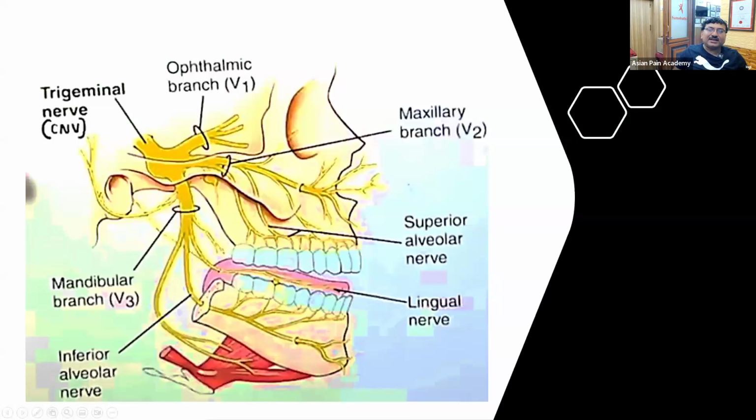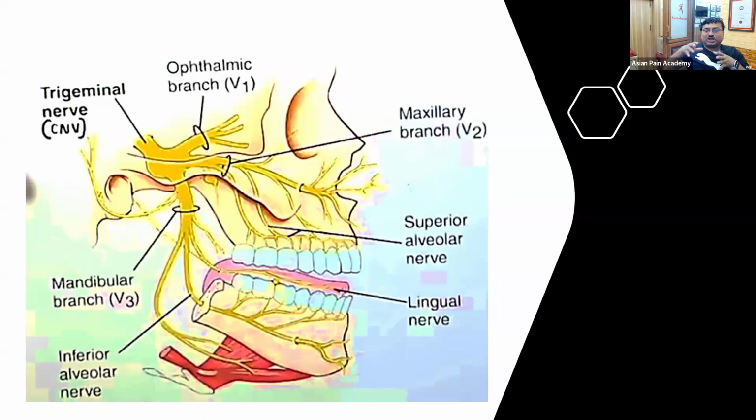Maxillary branch block, yes, sometimes it can be done. So let's discuss the most commonly done blocks, mainly the supraorbital, infraorbital and medial branch. So in short, let us discuss the anatomy because there is no scope to discuss in very detail. So the trigeminal nerve divides into three branches.